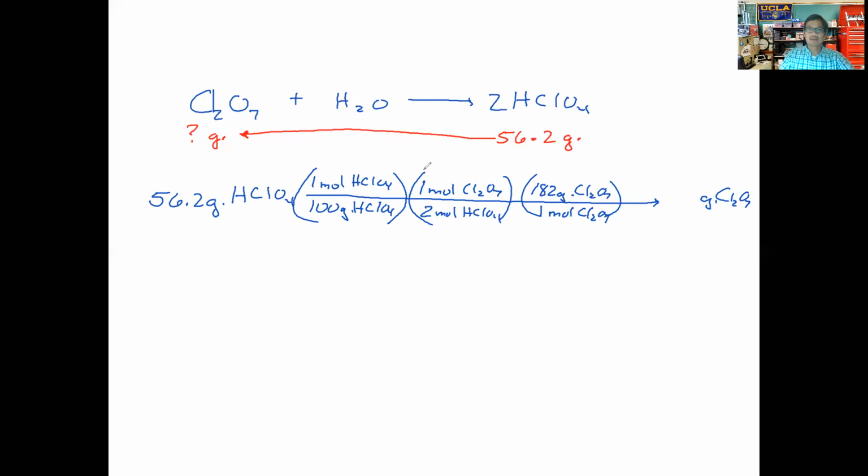If you set it up this way, all the units will cancel out and you will end up with grams of Cl2O7 on both sides of the arrow. Punch the numbers into your calculator and you end up with an answer of 51.1 grams, to 3 significant figures.